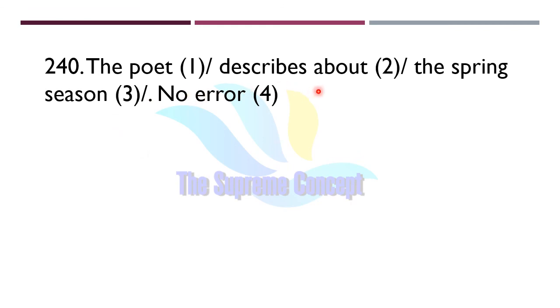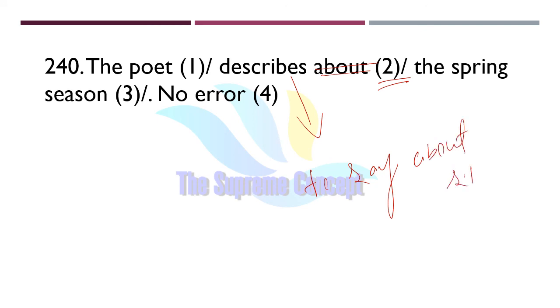The poet describes about the spring season. Find out the error in this sentence. Yes, the error lies in part number 2. So we will remove about here. It will be superfluous. Simply describe is correct, because describe means to say about something or somebody. So the preposition about already exists in describe, so we will not use about again after describe. It will be wrong to use.